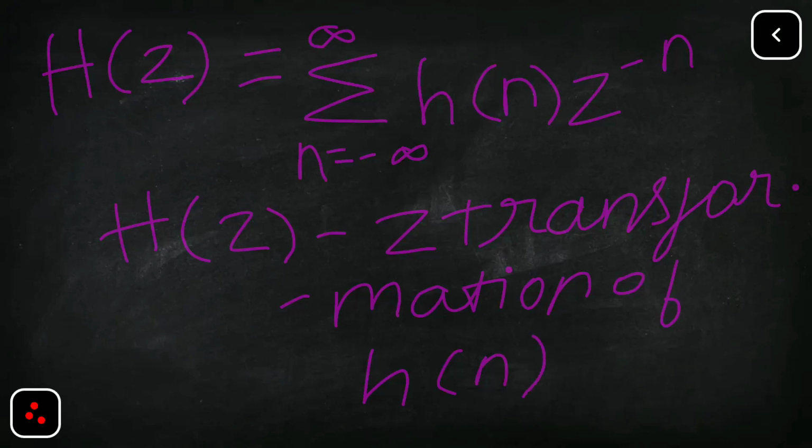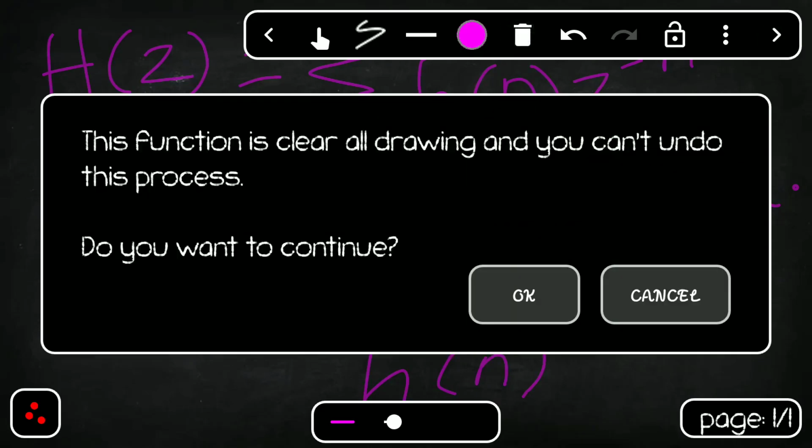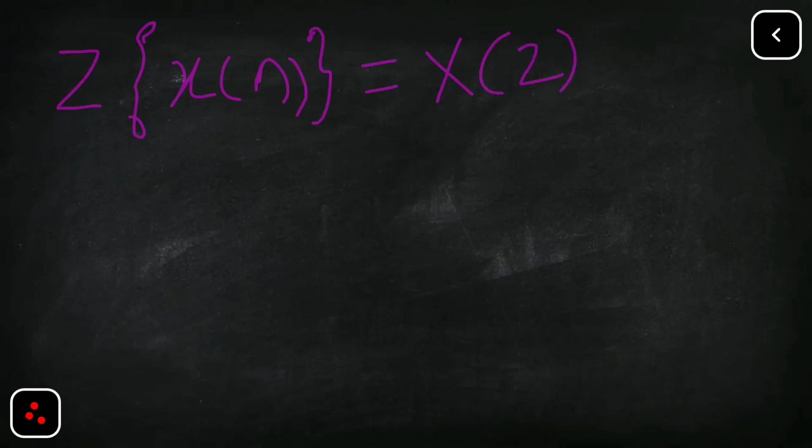So now the next thing you have to do is consider the z transform of x of n. Now comes the z transform of x of n. So what is your z transform of x of n? Your z transform of x of n will be equal to x of z, right?